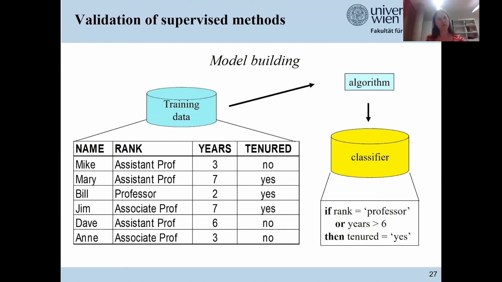An important problem of supervised learning is the validation of the model. So as I said, you have training data. You use an algorithm that builds a model and comes up with some classification rules. And then you want to know how good this classifier is. And for this, you need some further data source for validation, which is called the test data. And this is data for which we also know the class label. And later we can check if the classifier was correct, yes or no.